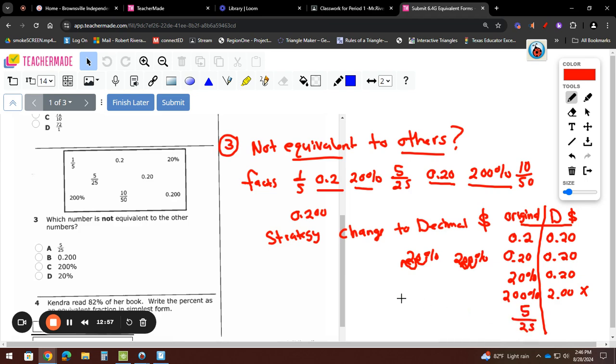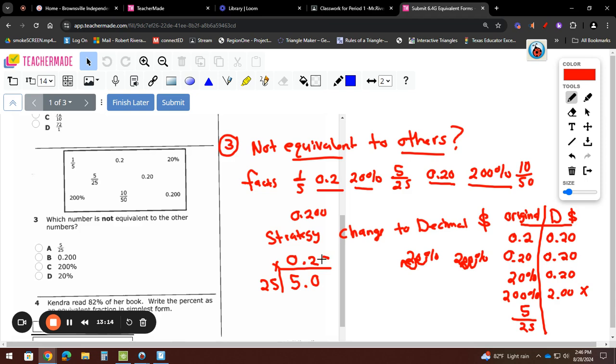5/25. I'm going to bottom out. 5 divided by 25. Put your decimal. Because we're going from fraction to decimal, bottom out. Not enough. Add a 0. 50, that would be times 2.